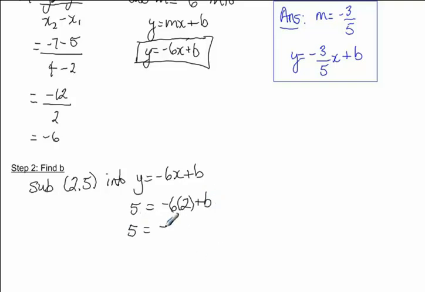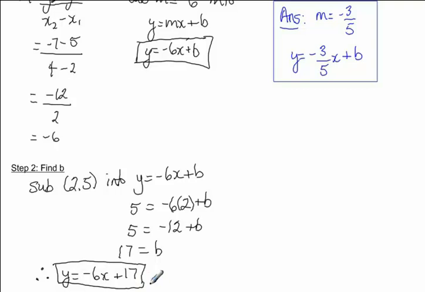5 is equal to -12 plus b. I want b by itself, so I'm going to add 12 to both sides, and this becomes 17 is equal to b. So I've now found my y-intercept, and I'm going to plug it in for b. I'm going to sub it in up here to find my final equation. So therefore, y is equal to -6x plus 17. And this is the equation of the line that passes through those 2 given points.